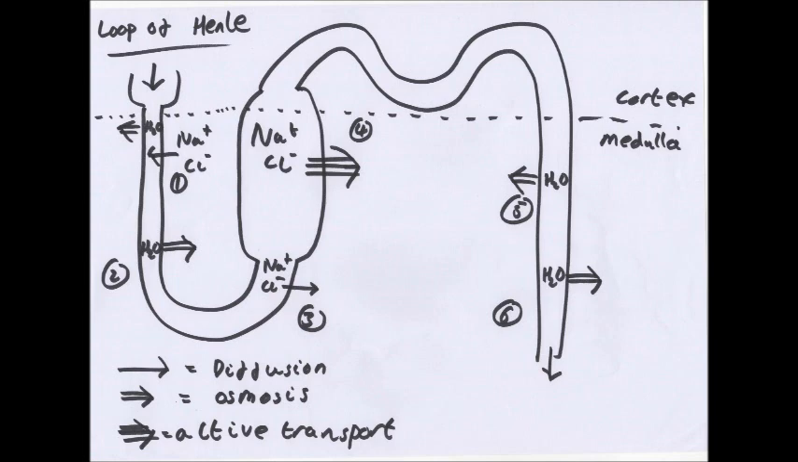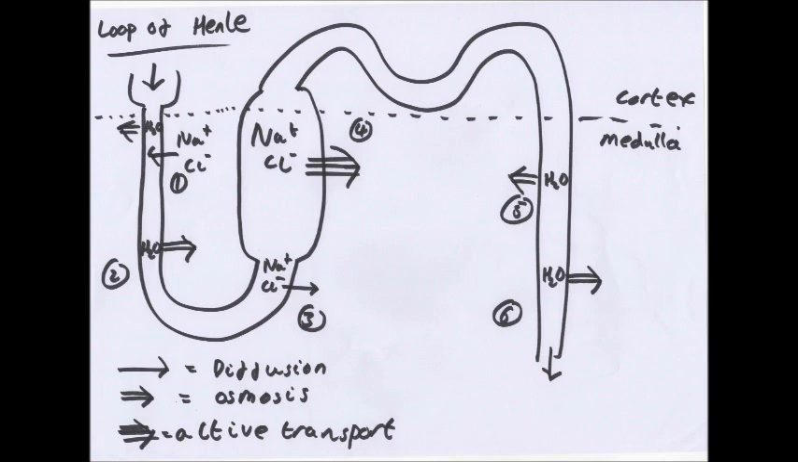The overall effect of the loop of Henle is to increase the concentration of salts in the tubule fluid, and then they diffuse out of the thin-walled ascending limb into the surrounding medulla tissue, giving the tissue fluid in the medulla a very low water potential, so water diffuses out.